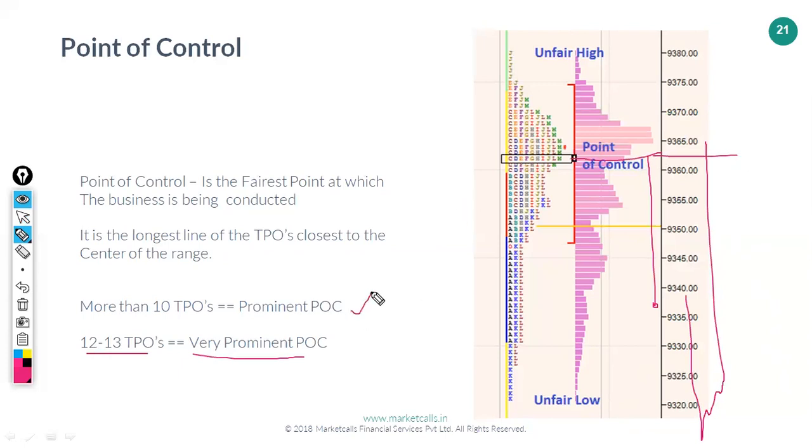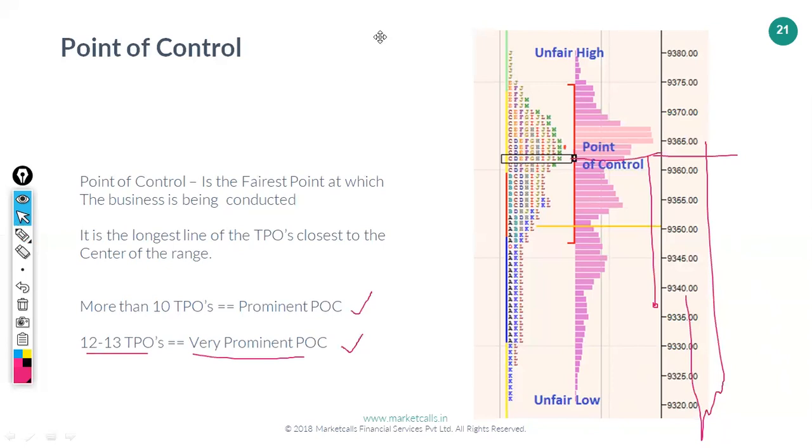If it is a prominent point of control or a very prominent point of control, it acts like a magnet, and it also shows the presence of short-term players. Right? Any questions on this prominent point of control?